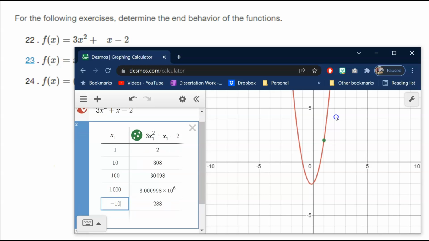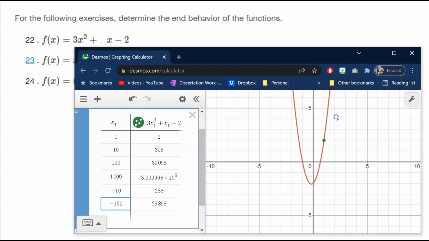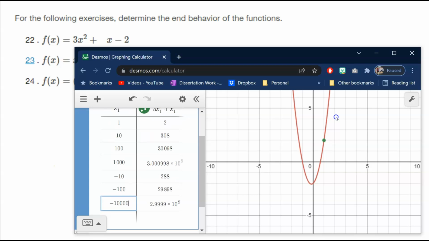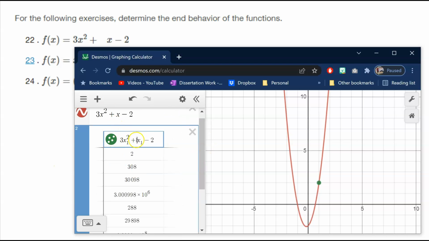You say, well, what if it was negative 10? All right. What if it was negative 100? And you keep getting bigger and bigger numbers that are positive. So we know we're headed towards positive infinity. So this is what we are actually doing in this calculus class: if we don't know what the graph is, we can plug in values. And what's happening here is it doesn't matter if I change this middle term to minus 100x.